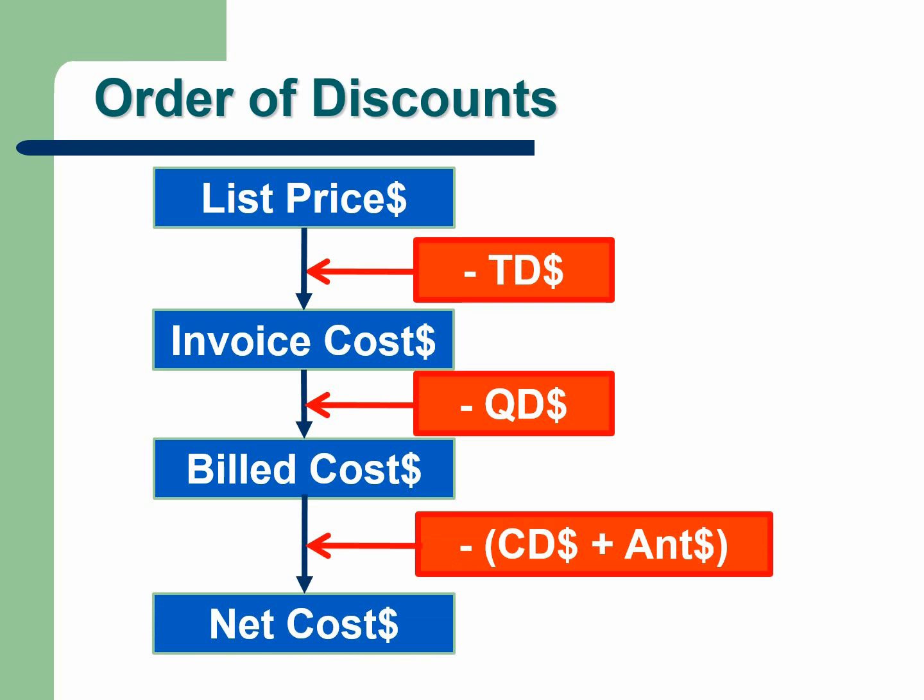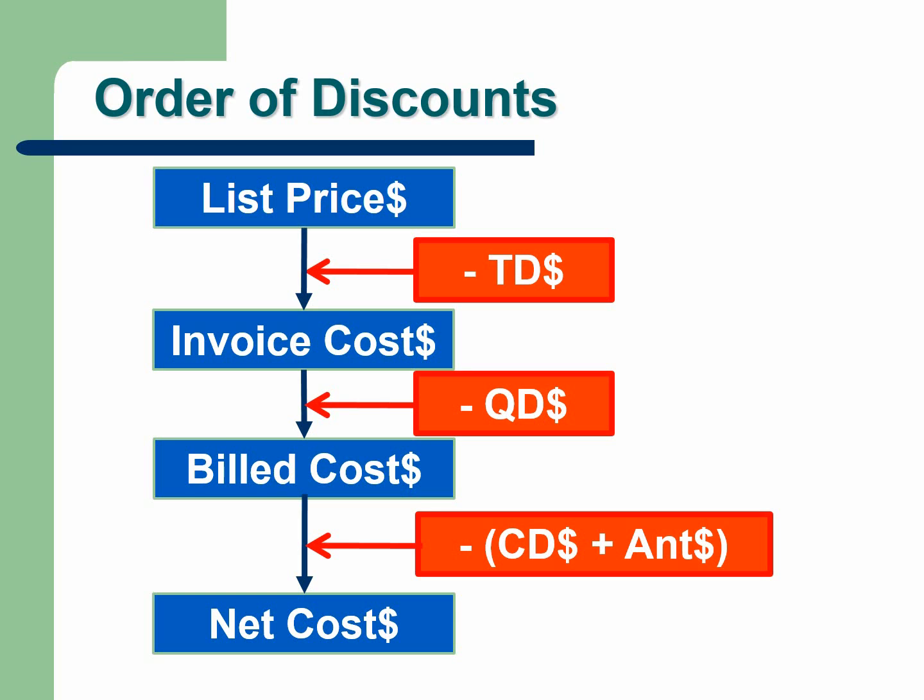And from the billed cost, now you will take off any cash discounts or anticipation that are applicable to your invoice. If there are any cash discount or anticipation you can get, then you take them off from the billed cost, which is what's left after the trade and quantity discounts have already been taken off. Then what's left for you to actually pay will be what we call net cost.